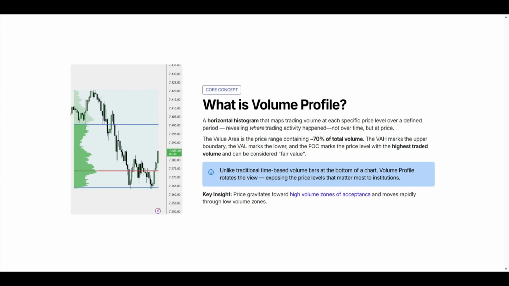So what is volume profile? It's a horizontal histogram that maps the trading volume at each specific price level over a defined period, revealing where trading activity happens, not over time, but at price.